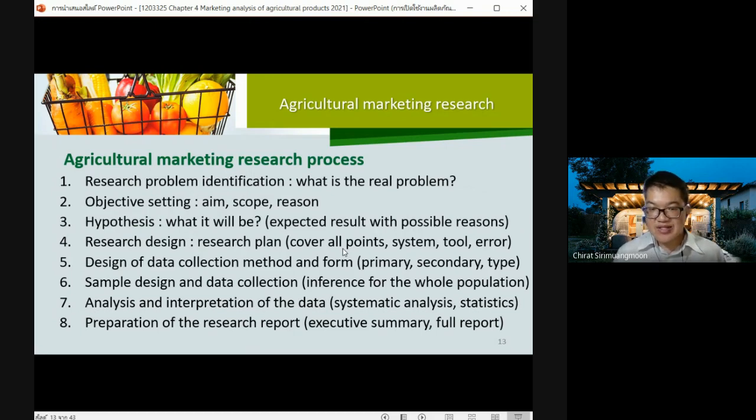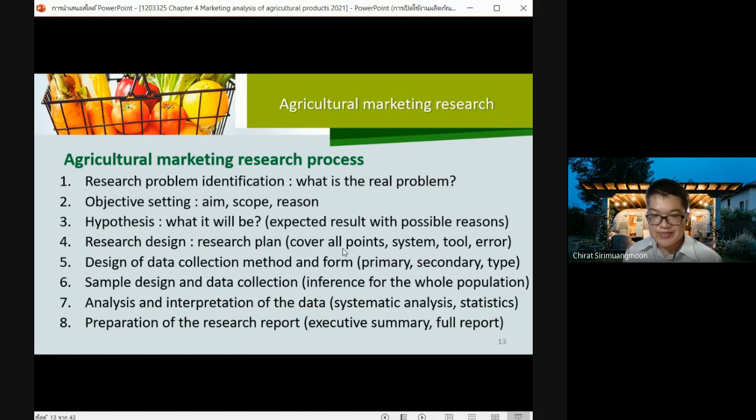The fifth one is actually the design of data collection methods and forms. It comes to this question: what is the source of data that you need to obtain? Is it the first or primary data that you ask directly from the consumers, or the secondary data that you just collect from other sources? And also the type of data that you will collect. Is it going to be quantitative or qualitative, or both of them?